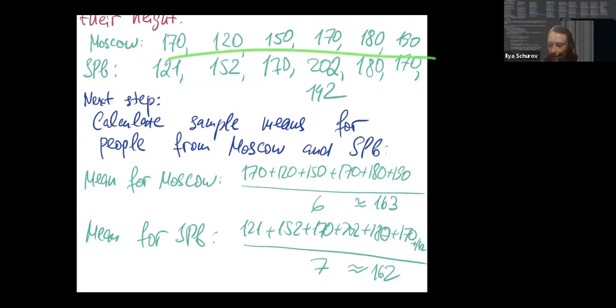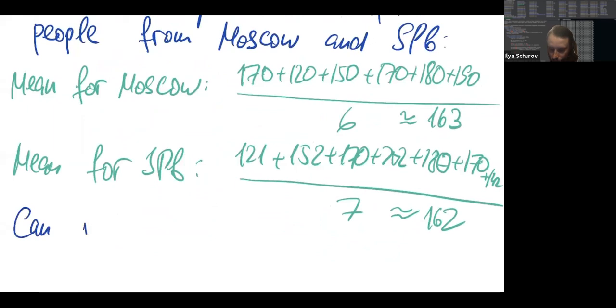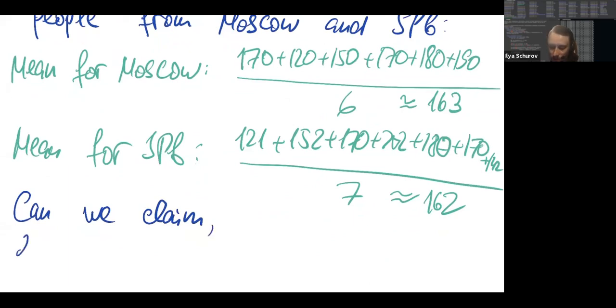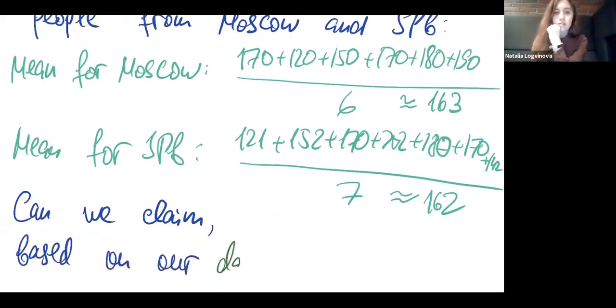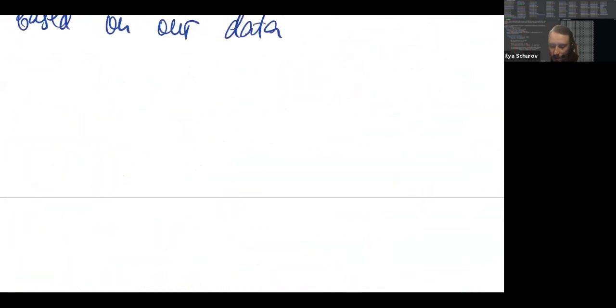So we obtained this data, then we found these averages, and we found that the average for people in Moscow for our data is 163, and for St. Petersburg it is 162. Can we claim that people in Moscow are taller than people in St. Petersburg? We should find if the difference of 1 centimeter is significant in our case. Yes, but what does it mean? Can we claim based on our data that 1 centimeter is to the right of our threshold and not inside of 5%?